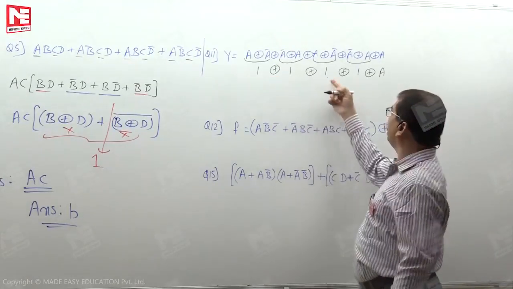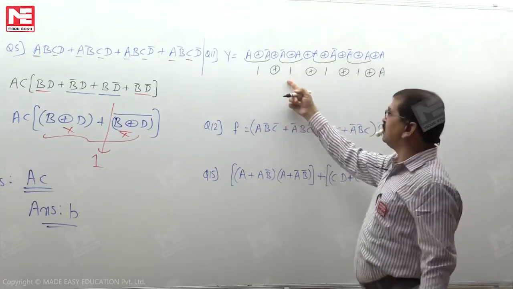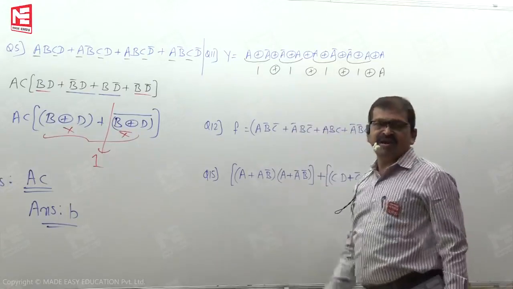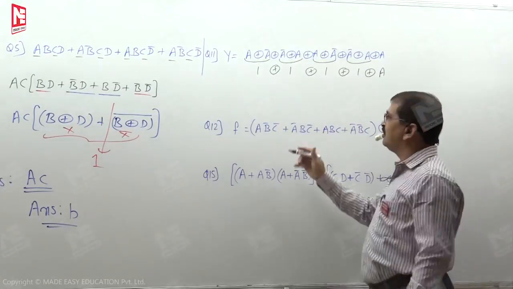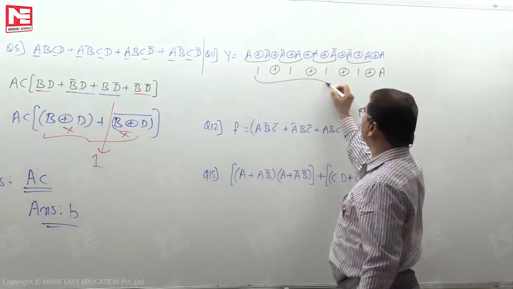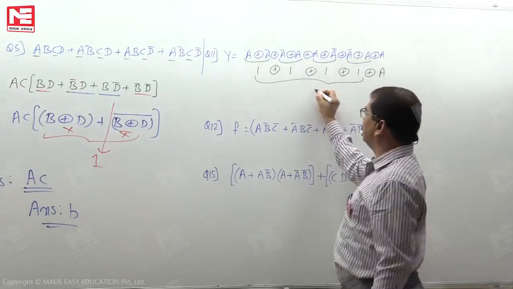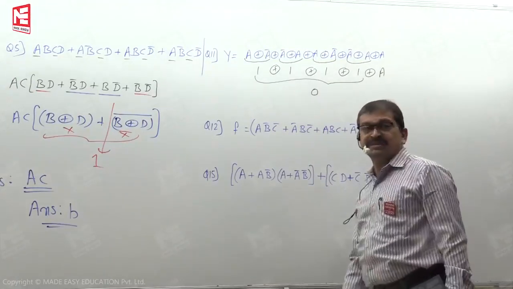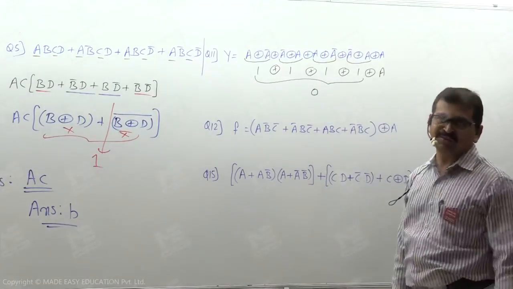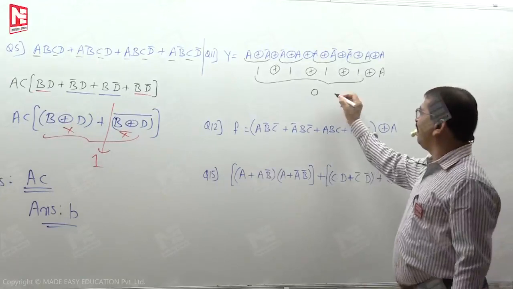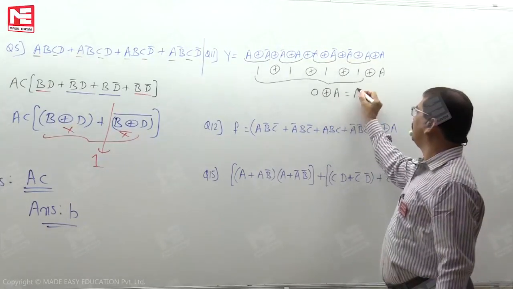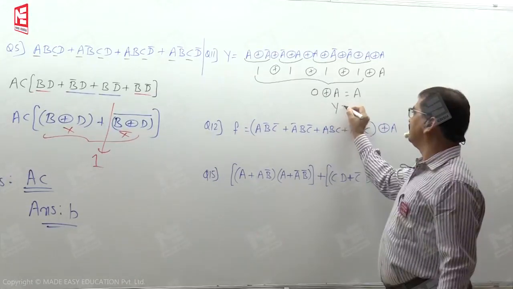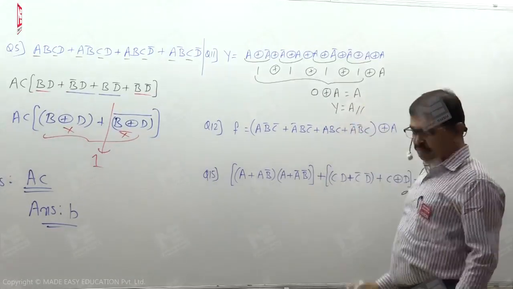We have the Boolean constant 1 four times. Whenever we have an exclusive OR operation on an even number of ones, the result is 0, based on the statement we have for the exclusive OR. Now 0 exclusive OR with A is effectively A. Hence the Y is simplified to A.